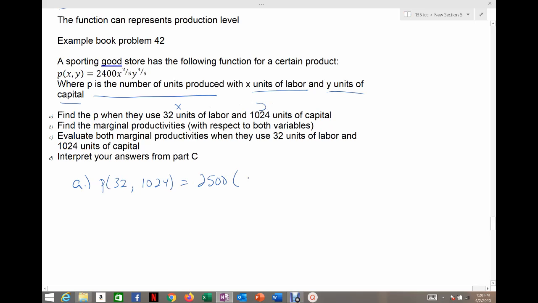And make sure you're careful, those are fractional exponents. So when you raise it to the 2/5, it's a good idea to write parentheses around it, and the 3/5. Make sure you're careful when you plug that in. And so it comes out to 614,400 units of productivity.